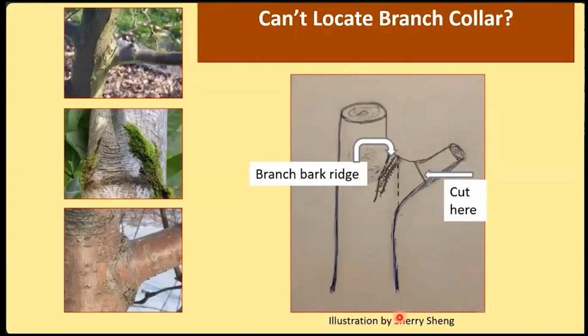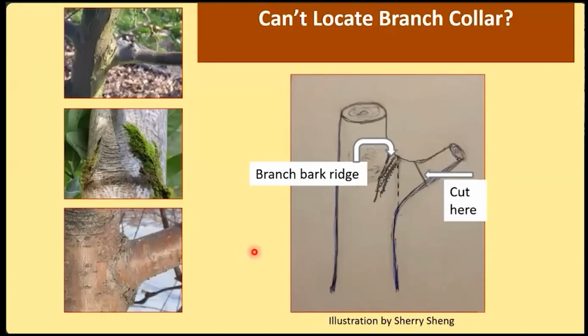Unfortunately, different trees have a different shape and look of collar. Some may appear swollen, like we've seen. Some may appear wrinkled, like the middle photo. And in some, it may be very difficult to locate.